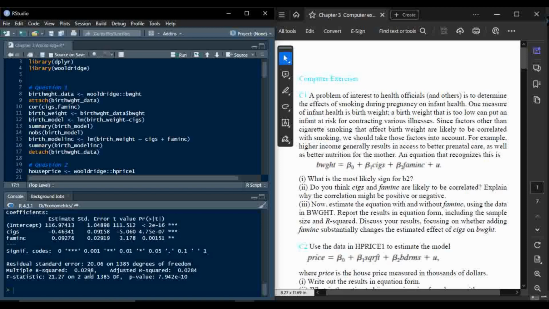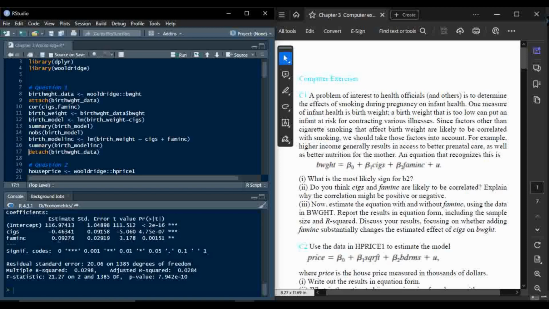Okay, remember that family income is being measured in thousands of dollars. So $10,000 more in 1988 income increases predicted birth weight by only 0.93 ounces. Birth weight is being measured in ounces and family income in thousands of dollars. So look at this coefficient, it's so small. Even if income increases by $10,000, the birth weight will only increase by 0.93 ounces, which is very small.